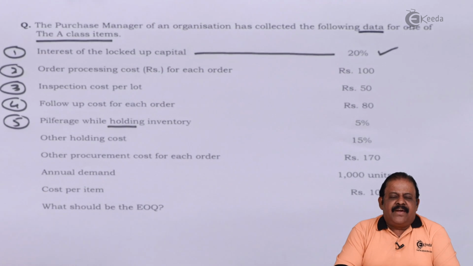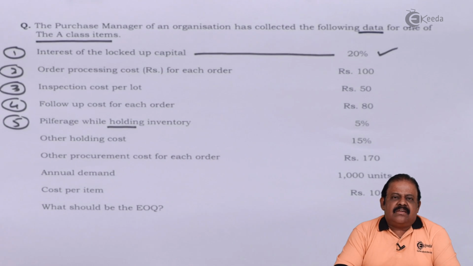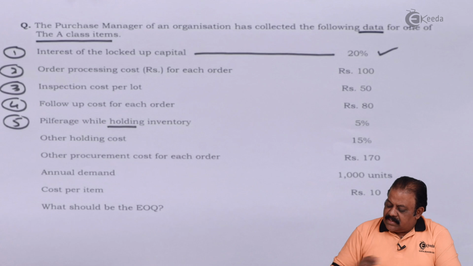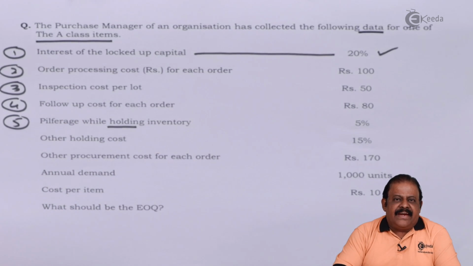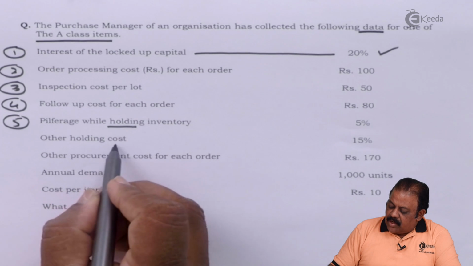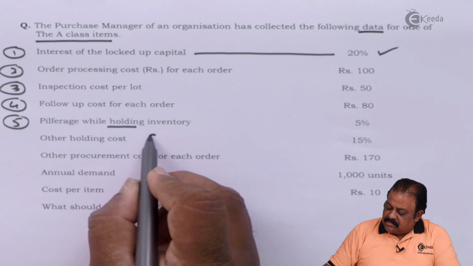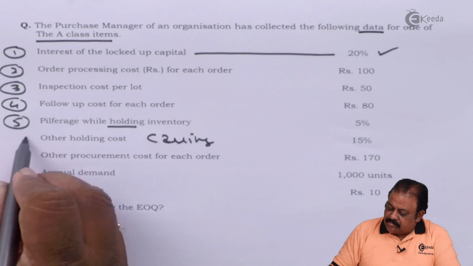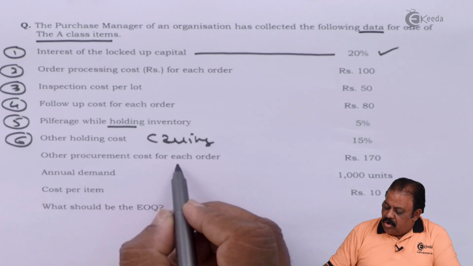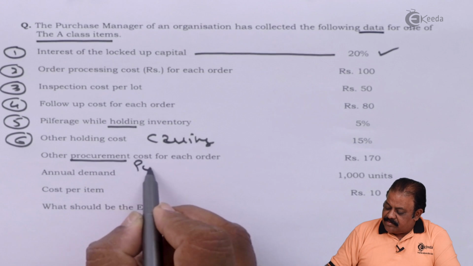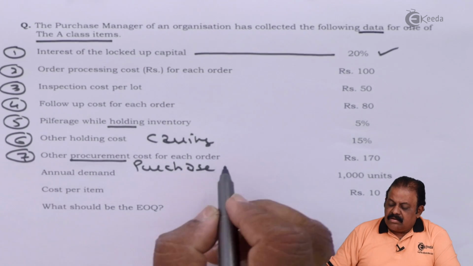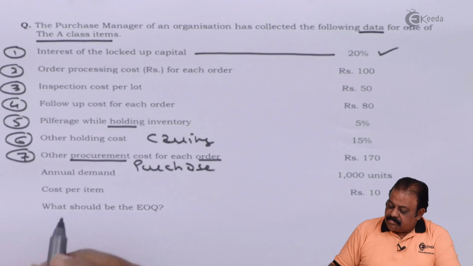Pilferage while holding the inventory. Pilferage means a kind of loss which is not avoidable, so that is relating to holding of inventory, so it is relating to carrying cost. Other holding cost means carrying cost. Other procurement cost for each order. Procurement means here purchase, that is ordering cost.